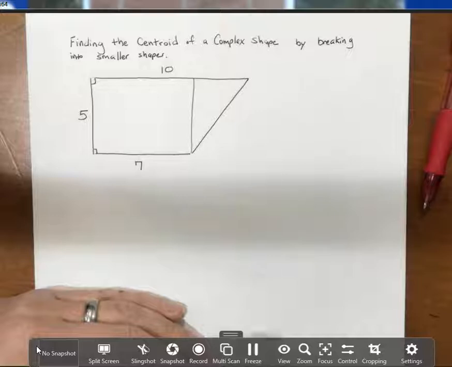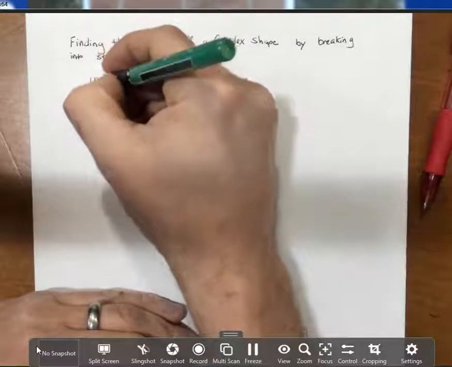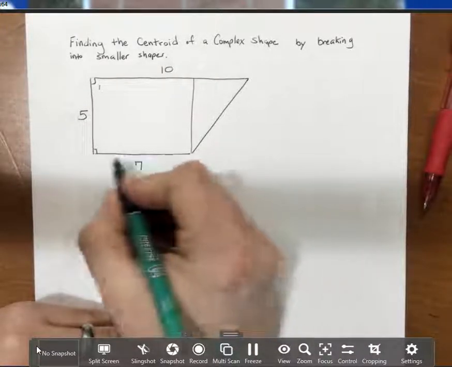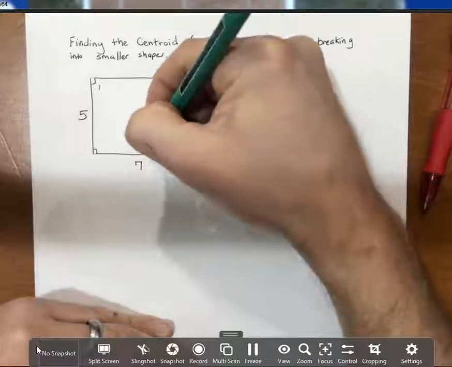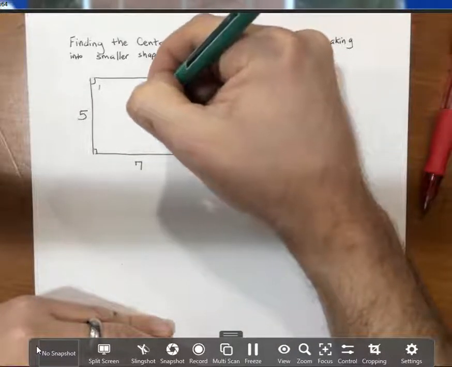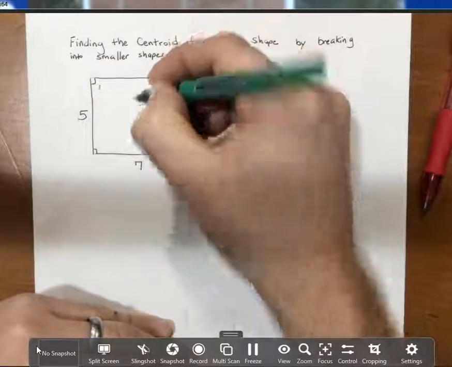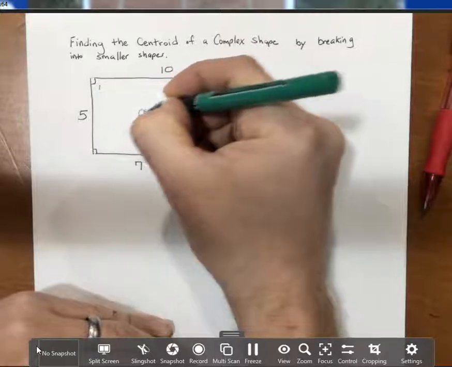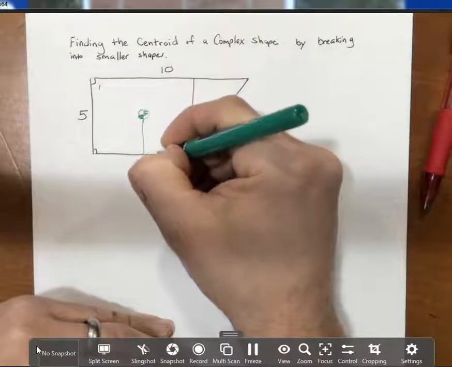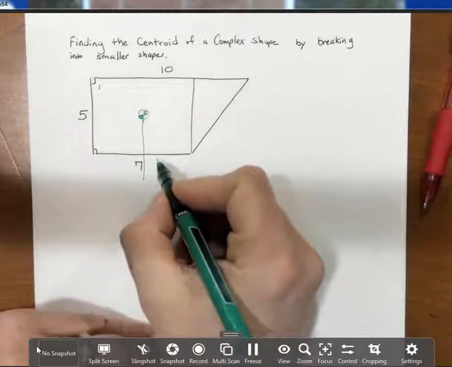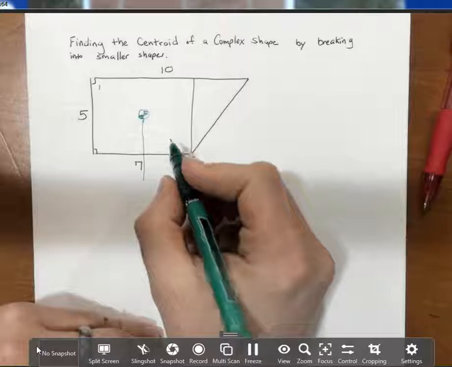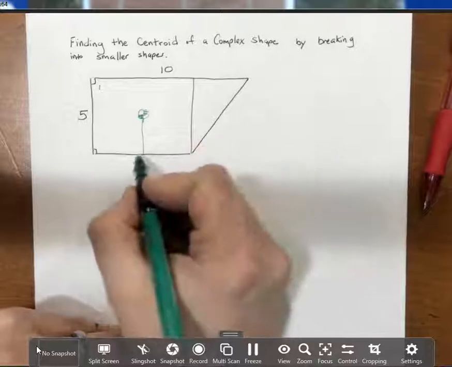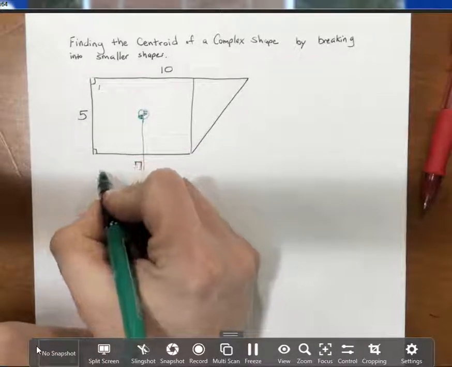And so we'll call the rectangle shape 1. And for a rectangle, we just find half the base and half the height. So if we come half of 7, kind of right here, and half of the 5, kind of right here, we get the centroid right here. Okay? And we can mark those distances on the rectangle. It's going to be 3.5 over, half of the 7, and it's going to be halfway up. Okay, so I am going to mark it from the side here.